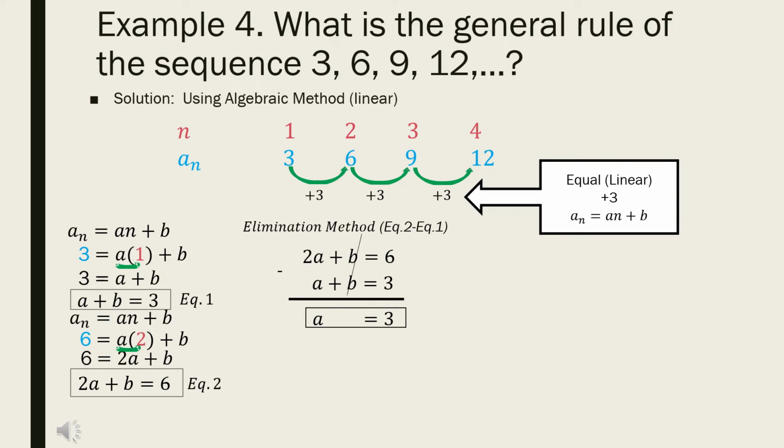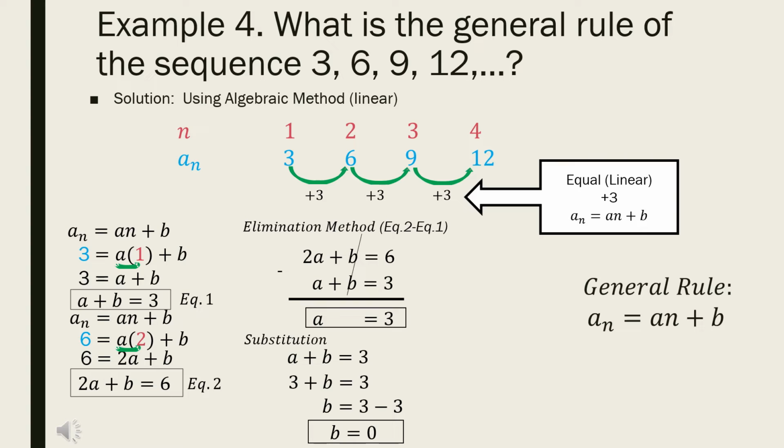Next, substitution. Since we have obtained the value of a, which is 3, use it in either equation 1 or equation 2. In this example, I particularly used equation 1. So we have a plus b is equal to 3. The value of a that we obtained earlier, which is 3, you just substitute into equation 1. So that would be 3 plus b is equal to 3. Then solve for b. So b is equal to 3 minus 3, which is 0. And there we have our value of a, which is 3, and our value of b, which is 0.